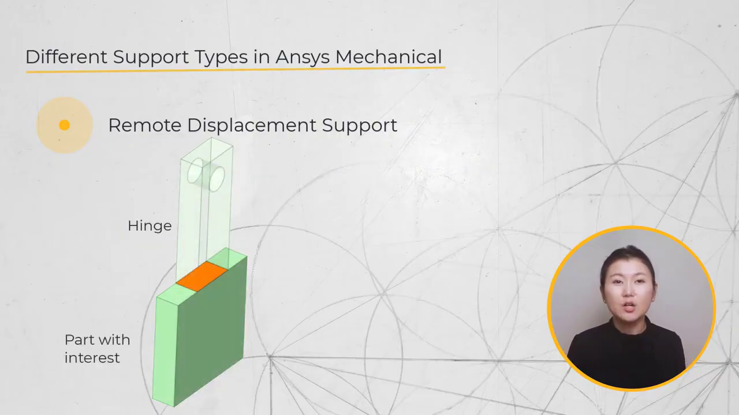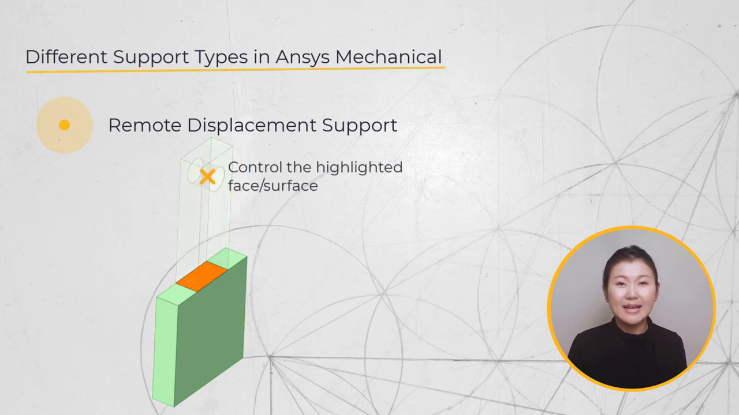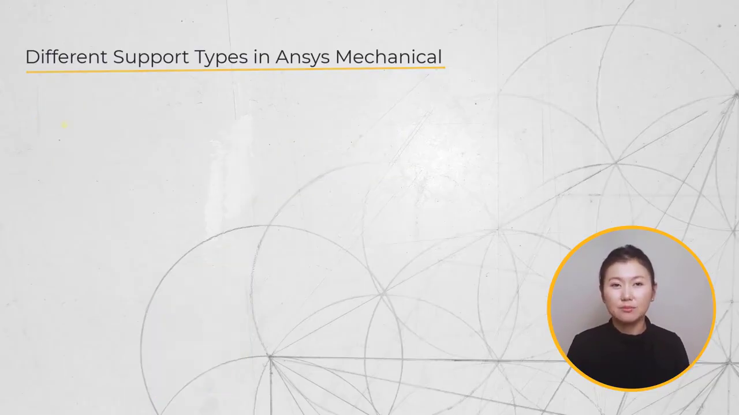For example, here we have a part connected to the hinge, and the part can rotate about that hinge. However, the hinge is not part of the model. In this case, we can apply a remote displacement to represent the effect of the hinge part. The center of the remote displacement should correspond to the center of the hinge, and we can then apply rotation to rotate the part without modeling the hinge.